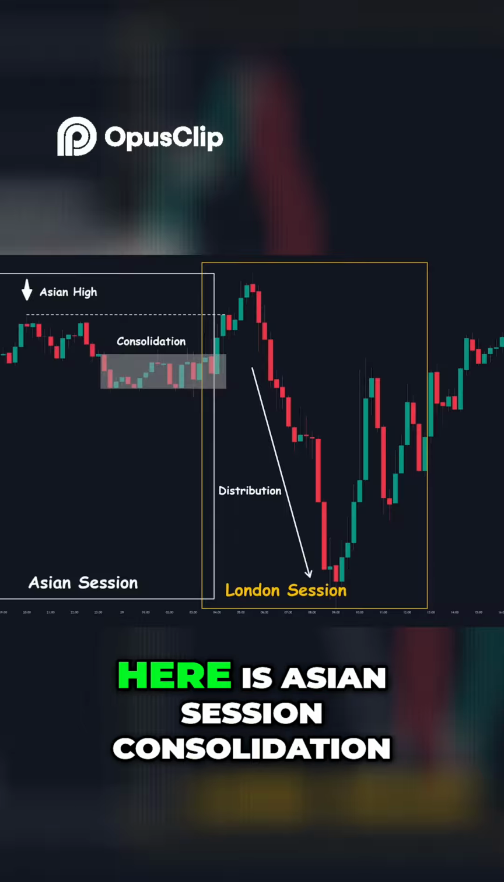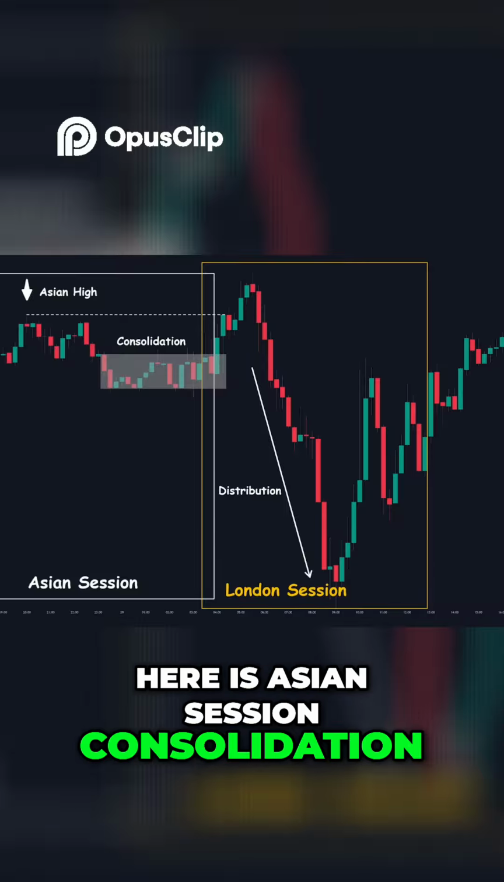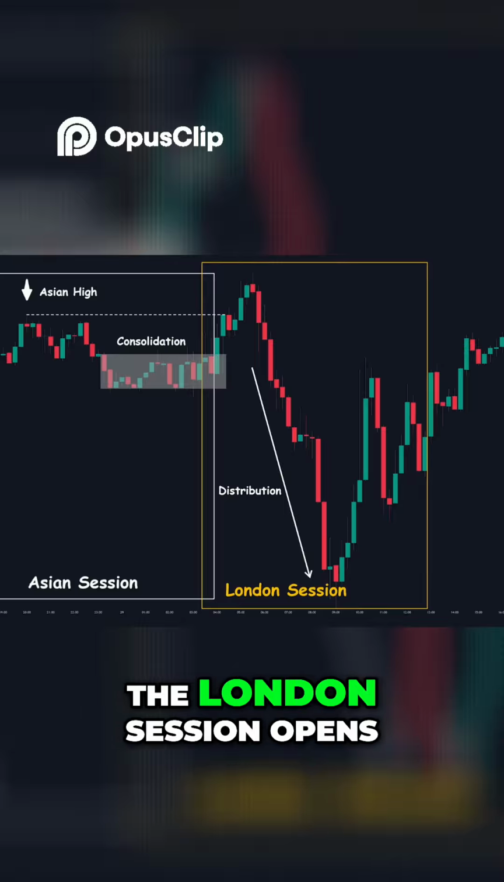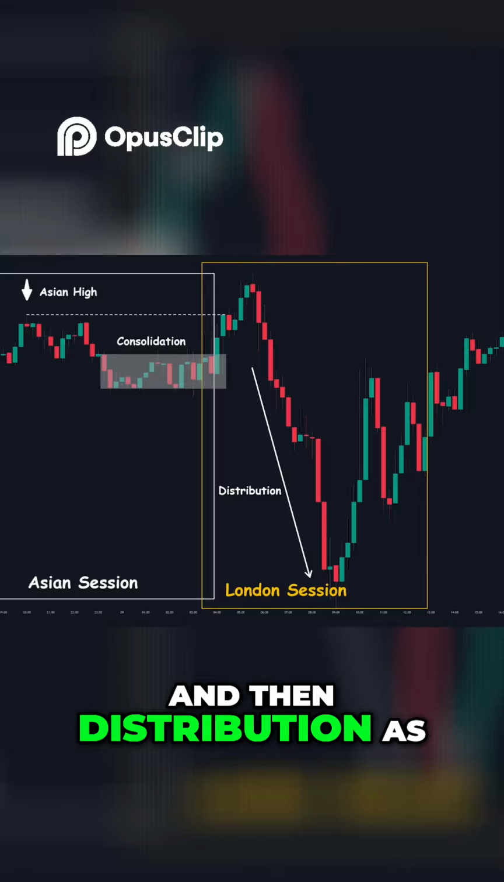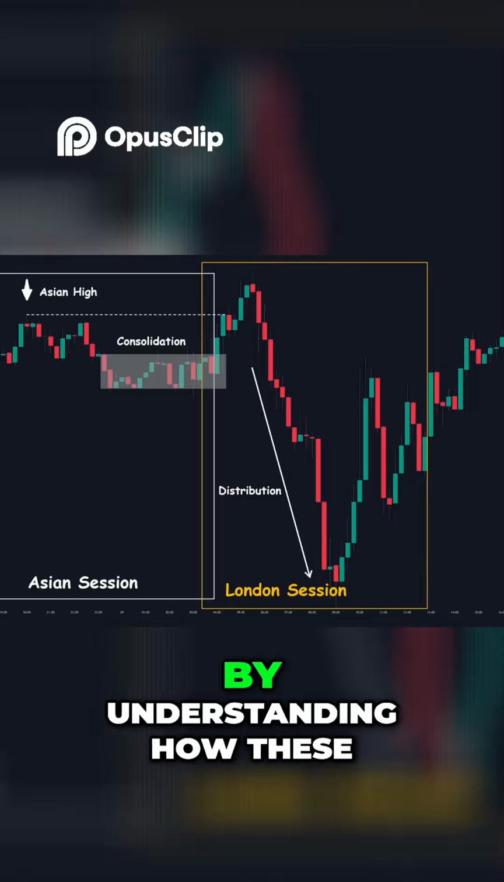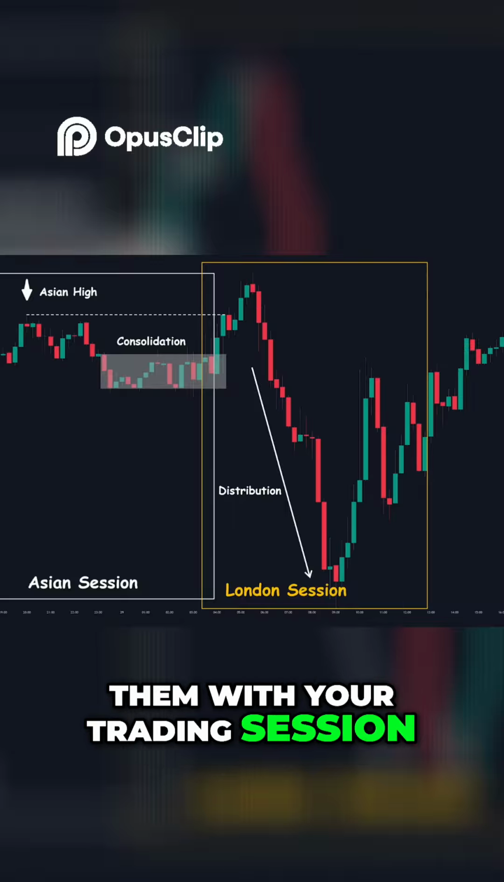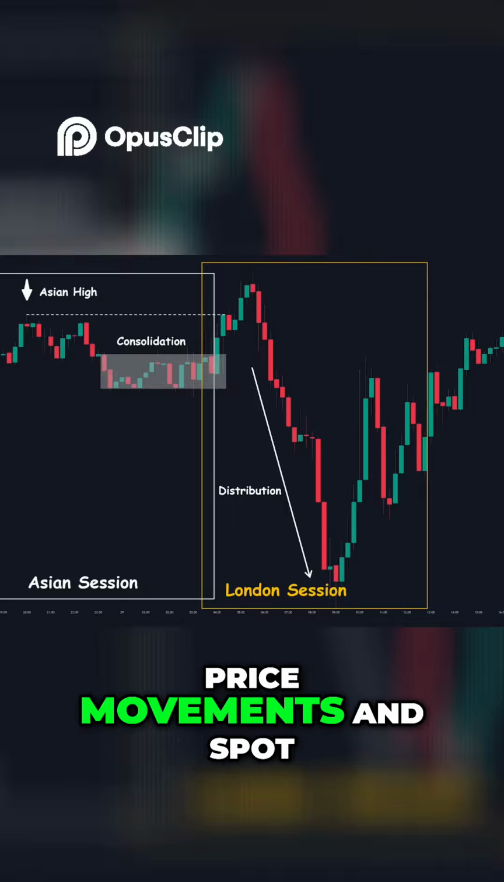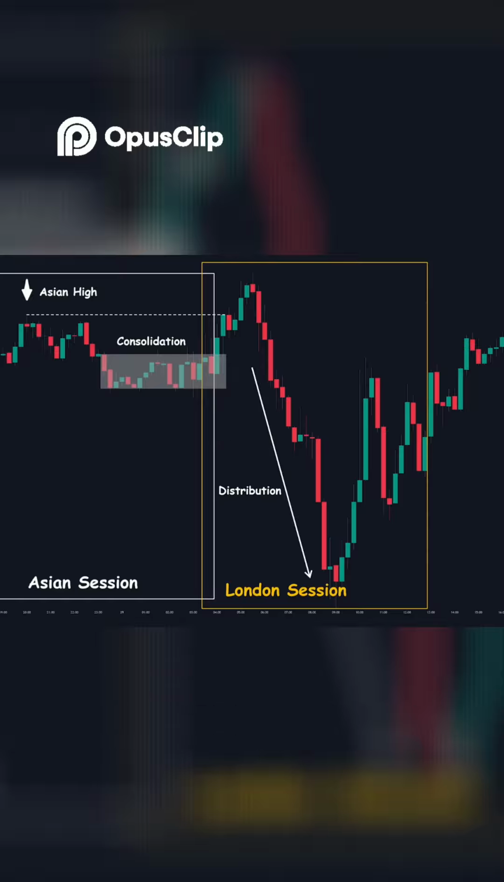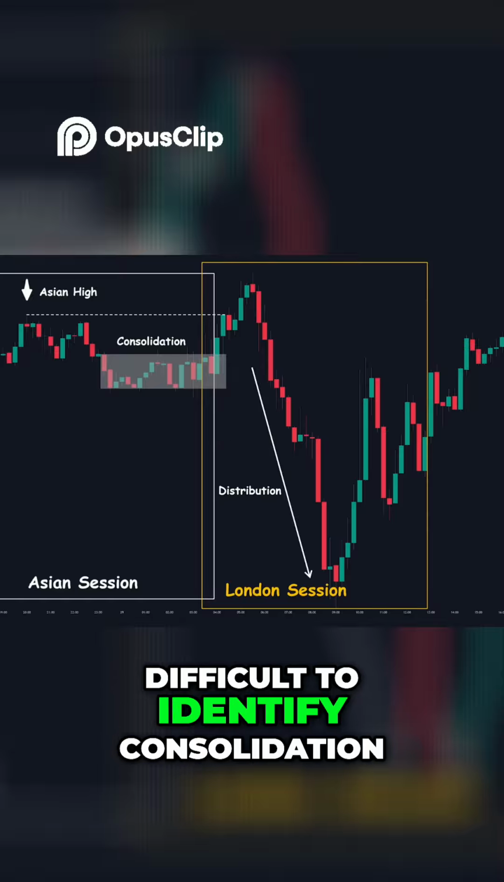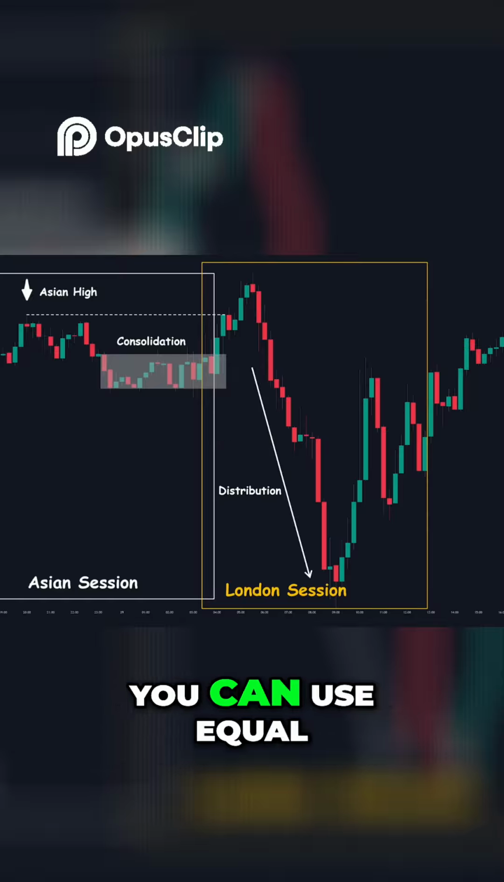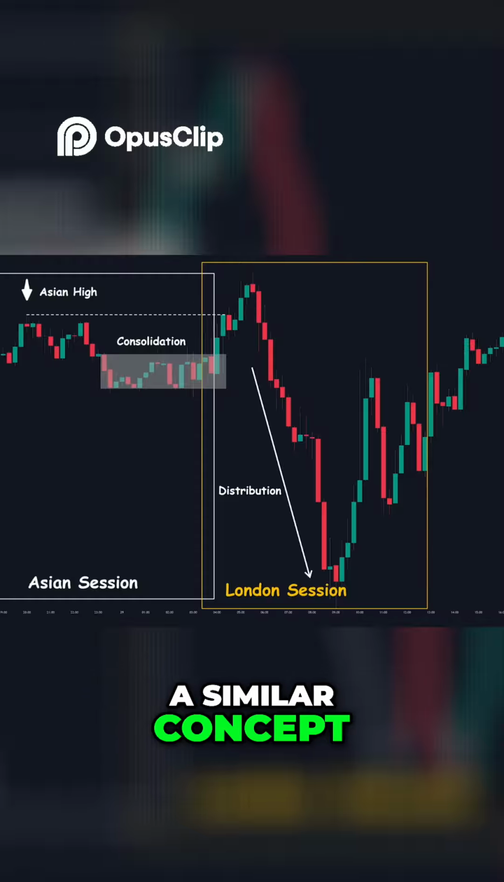The sequence we see here is Asian session consolidation, followed by manipulation when the London session opens, and then distribution as the price moves lower. By understanding how these phases work and combining them with your trading session, you can better predict price movements and spot trading opportunities. If you find it difficult to identify consolidation on the chart, you can use equal highs and lows as a similar concept.